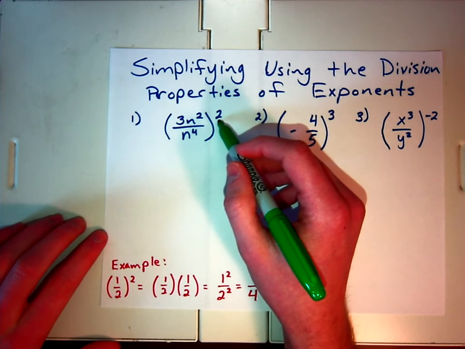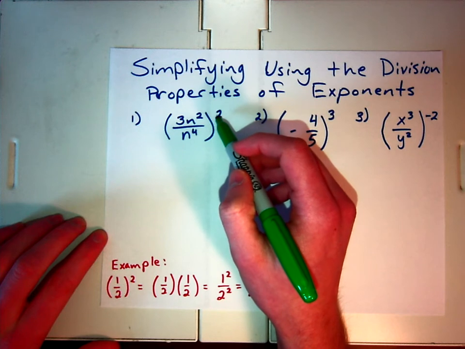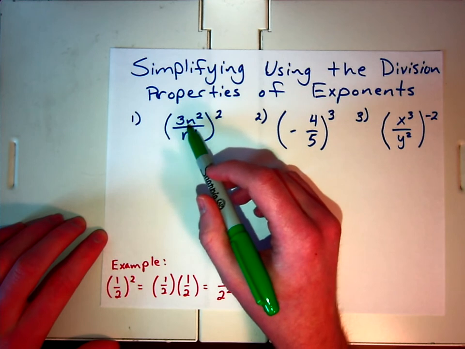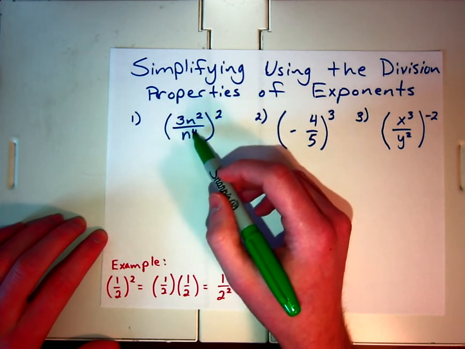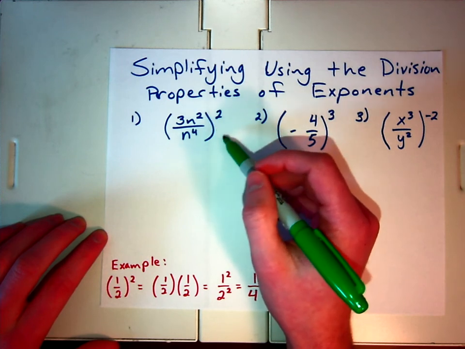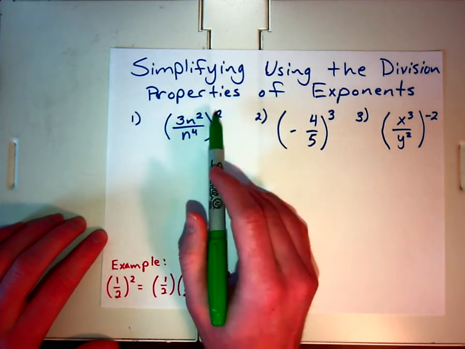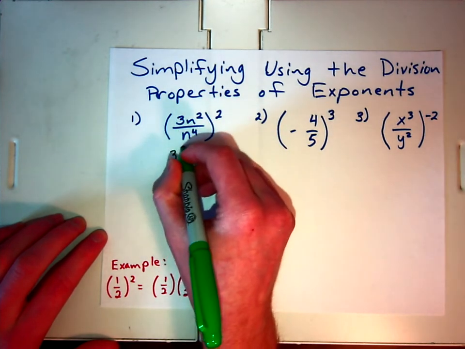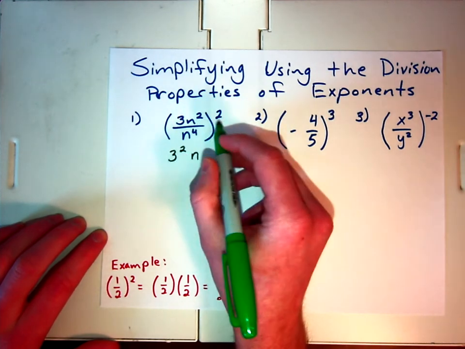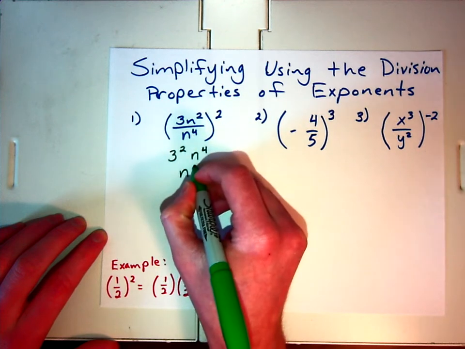So we need to make sure that this exponent goes to every value within the parentheses. That 2 doesn't just affect one thing. It affects every single value, because this is like saying 3n to the second power over n to the fourth power, multiplied by 3n to the second power over n to the fourth power. So it's going to be multiplied by everything that's in here. That 2 needs to go to our 3, so it should be 3 to the second power. It should be 2 times 2, so n to the 4 times 2, which is n to the 8th.